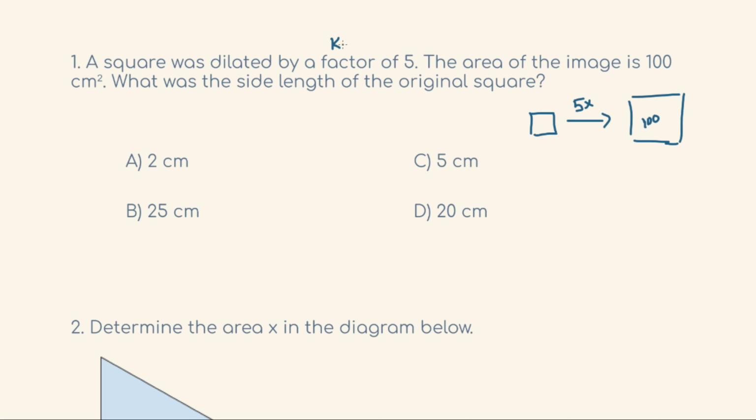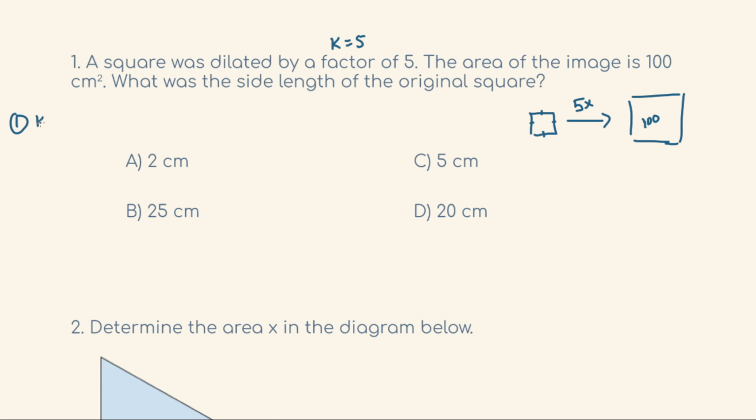It says right here, k equals 5. So we want to know what is the original side length of this square. Now there's two ways to go about doing this question. I'm going to show you both, but let's start with one. The first way we're going to do this is by saying, okay, well, we know k equals 5. So the ratio of all my side lengths is 5.